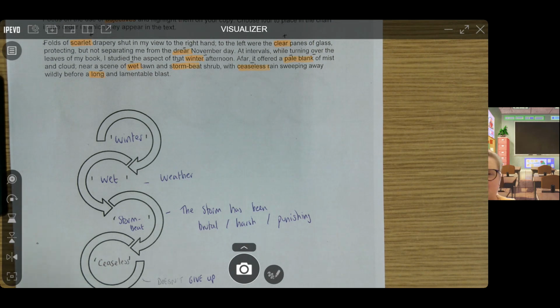Finally, I have ceaseless presented to me. Now, ceaseless means that something isn't giving up. So when I look at this, I can see that the writer's choice of adjectives absolutely tells me what conditions are happening outside of the room that she sits in. And that allows me to fully understand the uncomfortable situation that she finds herself in. Therefore, if I was able to write about this cumulative effect, I would score well. Let's look at what that might look like.